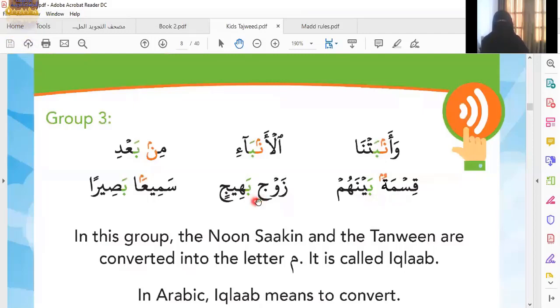قسمة بينهم. Another example for the Tanween with a Kasra: زوج بهيج. Another example for Tanween with a Fatha: سميعا بصيرا، سميعا بصيرا.